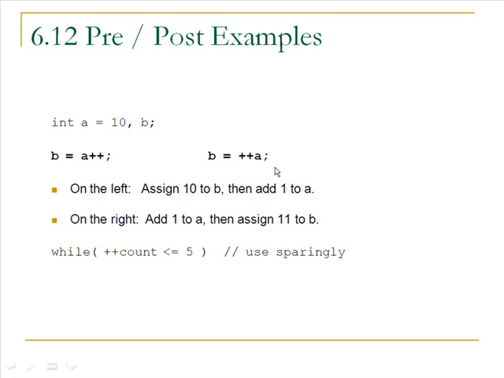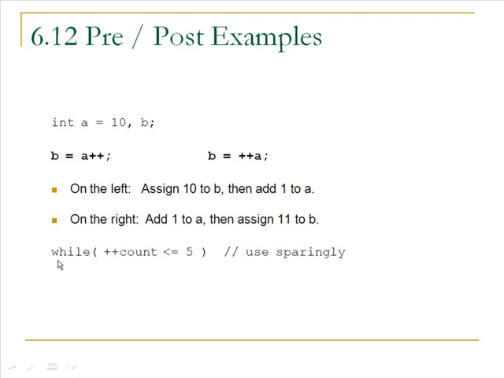This is quite different behavior from the one on the right, which is a pre-increment. Plus plus A means add 1 to A, it becomes 11, and then assign that to B. So the increment and decrement operators kind of break the rules of precedence. They can come before or after everything else, including multiplicative operators. You have to be a little bit careful with these.